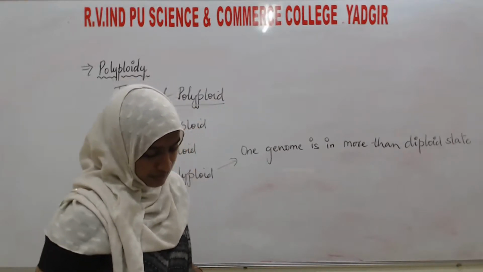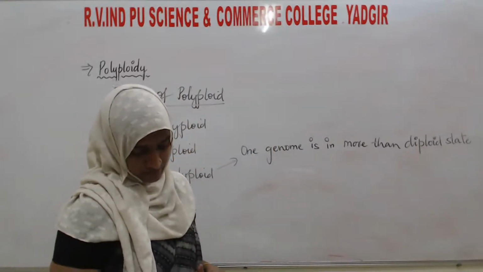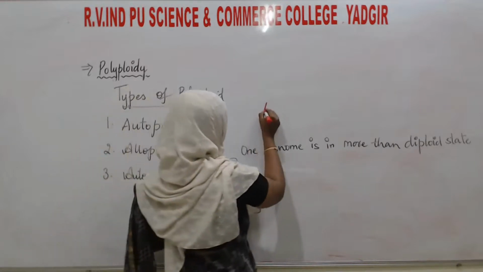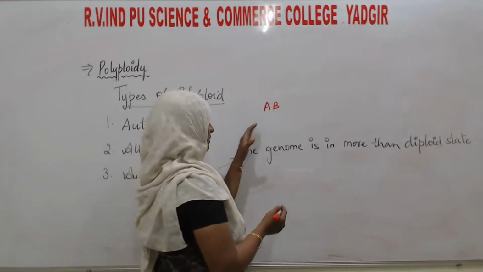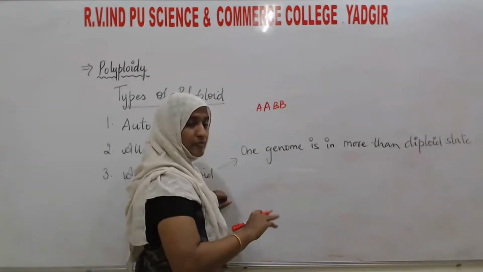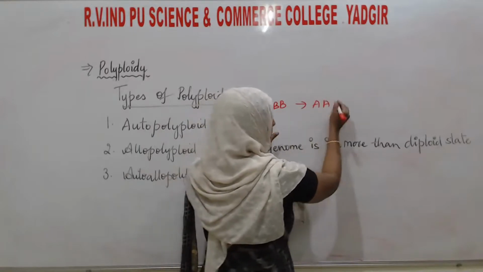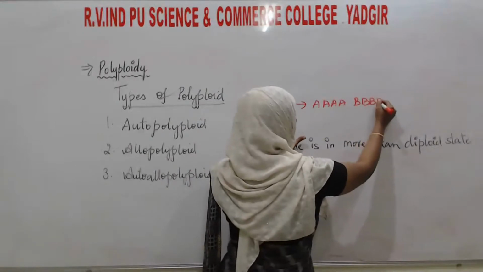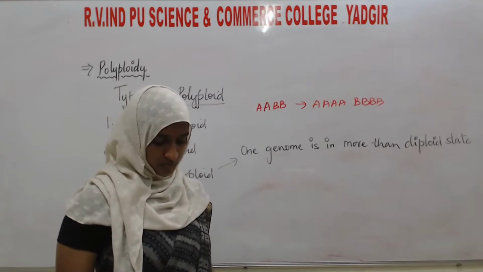For example, AA. You can take an example. AB is there, and these are the two sets of chromosomes. They are going to double. AA is there, their number is going to double, and BB is there, their number is going to double. Like this, more than diploid state. Okay, that is the autoallopolyploid.